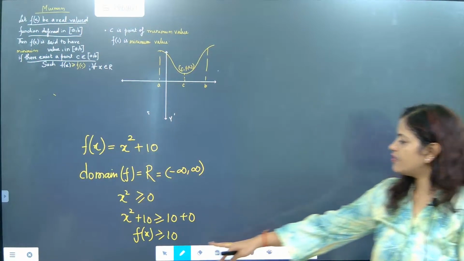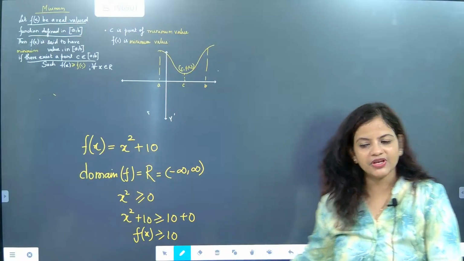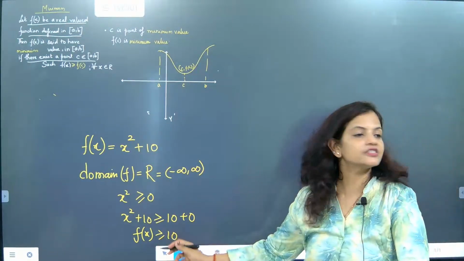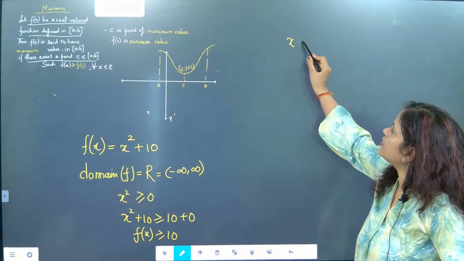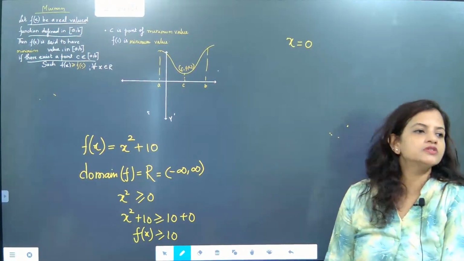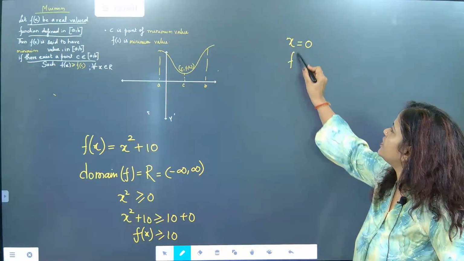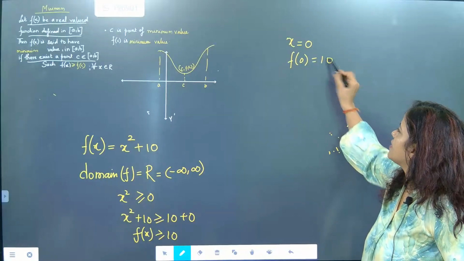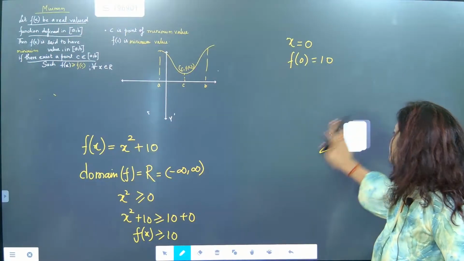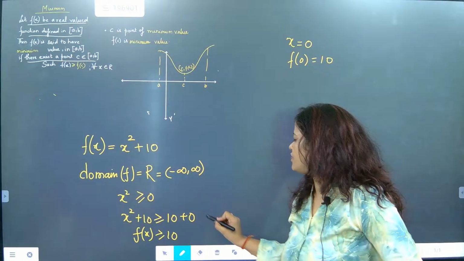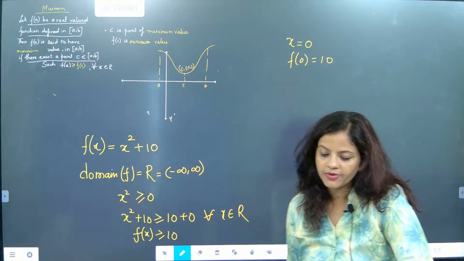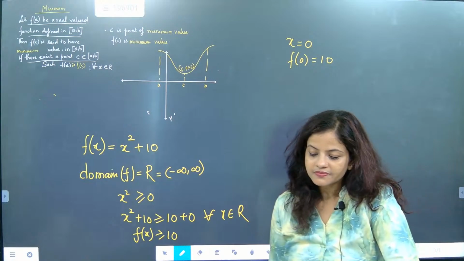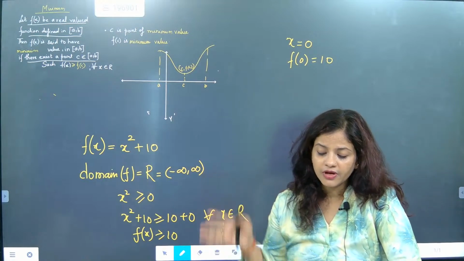Now look here, f of x is greater than or equal to 10. Patience, beta. Now here, what value of x will you put? When x is equal to 0, f of 0 will give you what, beta? 10. Understood? Everything here is defined for everything you are doing, x will belong to the set of real numbers. Understood? It will be for the set of real numbers.